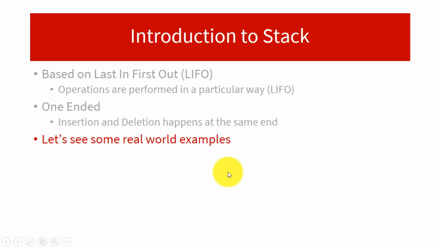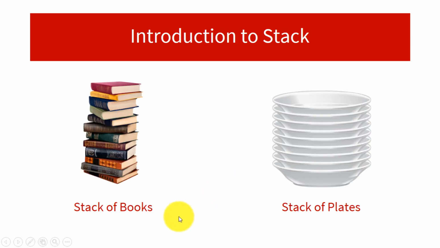So let's see some real world examples. The first is the stack of books. So if you put books on top of one another, we call this a stack of books. And now the last book that you put on top is the first to be removed if you want to remove it from the top. Similarly, we have a stack of plates, and if you want to remove a plate, usually you are going to go from the top and remove the plate from the top, and then the second, and then the third, and then the fourth. So the first plate you put will be the last to be removed from the stack. So based on the principle of last in, first out.